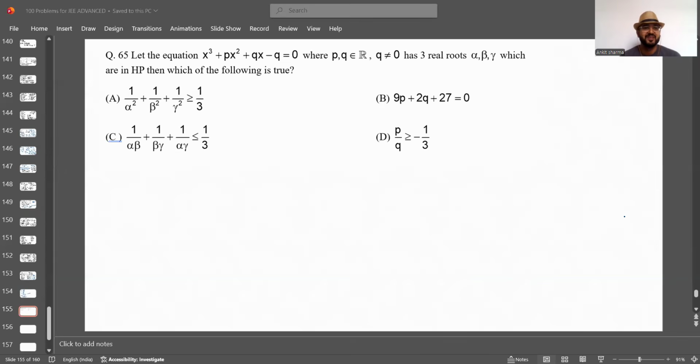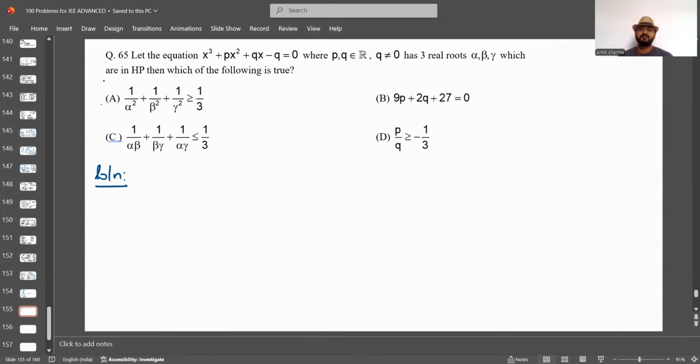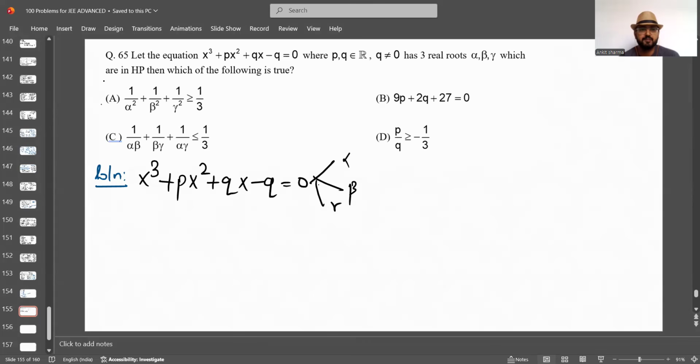So question number 65. So we have one equation, and we have 3 real roots, alpha, beta, gamma, and they are in HP, and that's what information we have. That's it. So we need to get all these informations. So let's look at this. So I have x cubed plus px square plus qx minus q is equal to 0. So say it has got 3 roots, alpha, beta, and gamma.